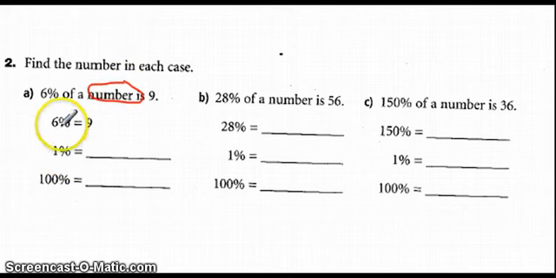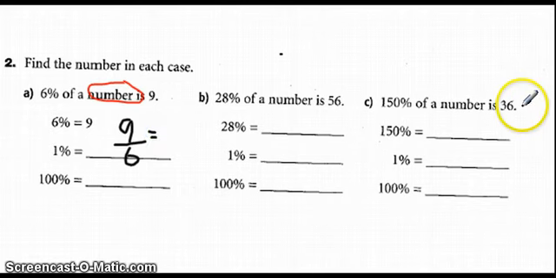So how do we go about doing that? Well, what we do is we take our known number, which is 9, and we divide it by the percent in which it equals. So you're going to be given two numbers in all these examples. The number on the denominator is going to be the percent that you know. So we know that 6% is going to be equal to 9. So 6 goes on the bottom. When we divide that number, we're going to get 1.5.